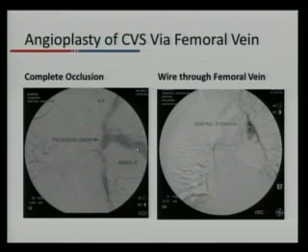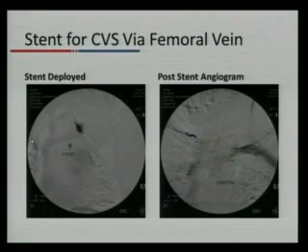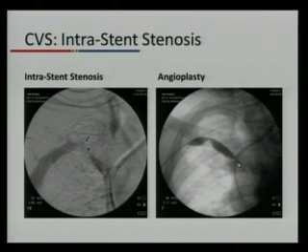Here is a patient who had a left-sided access. They tried to put the wire across the stenosis here, it wouldn't go. So Dr. Sequeira went through the femoral vein, and the wire went across that lesion. He was able to then angioplasty, and he ended up actually placing a stent, coming down from the femoral. But this is the problem with the stent. There is intra-stent stenosis. The problem has not gone away, but the hope is that it will be delayed.